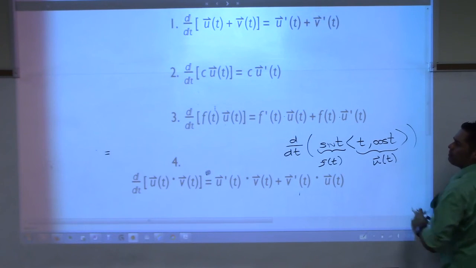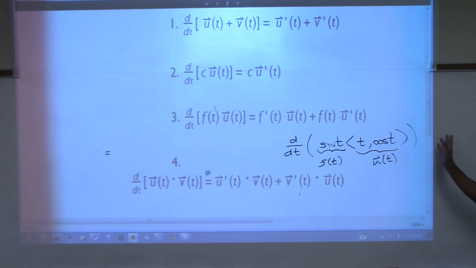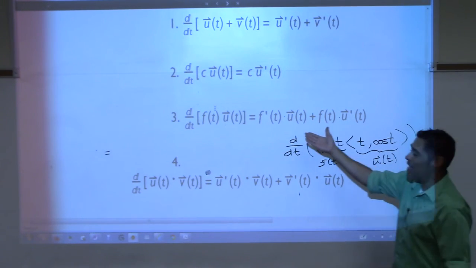Before we take the derivative, can you just multiply them together? Yes, you could just multiply them and just take the derivative. Yes, but I'm just showing you the rule.